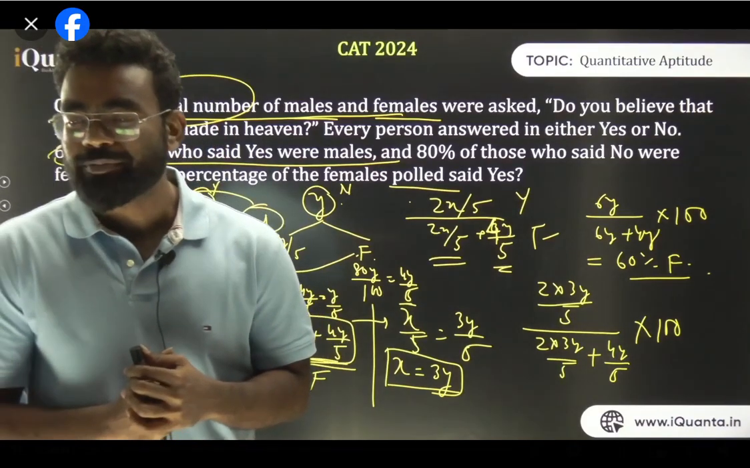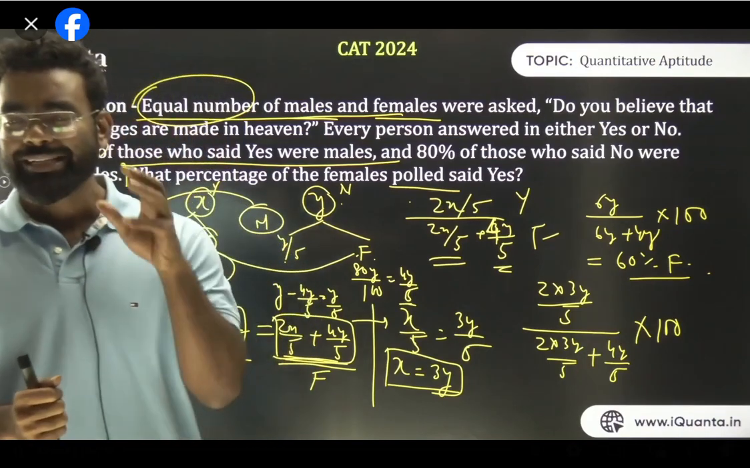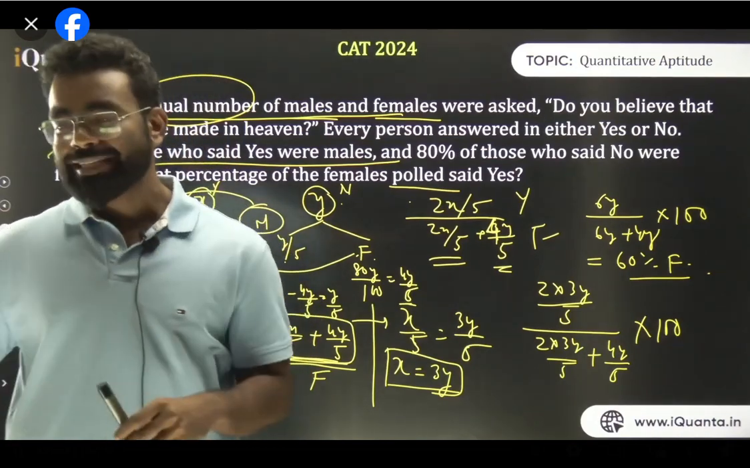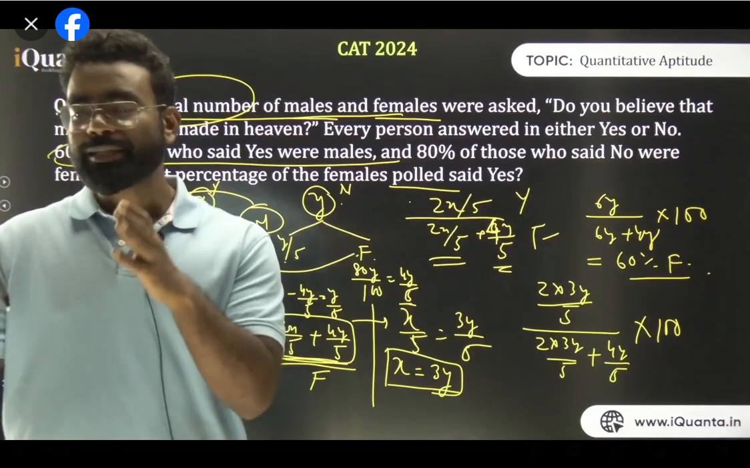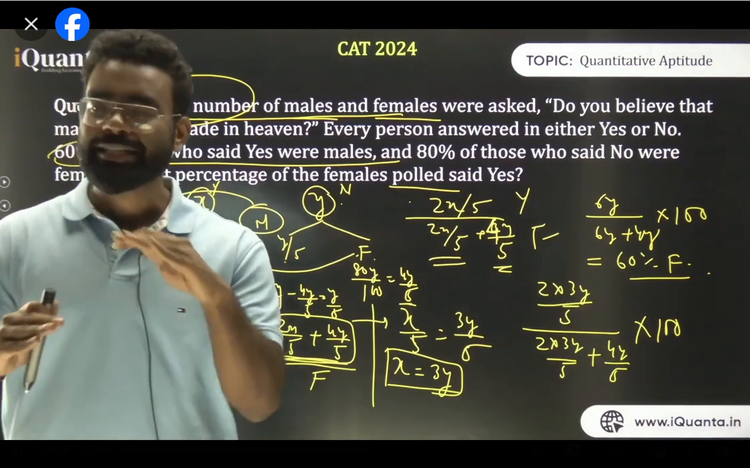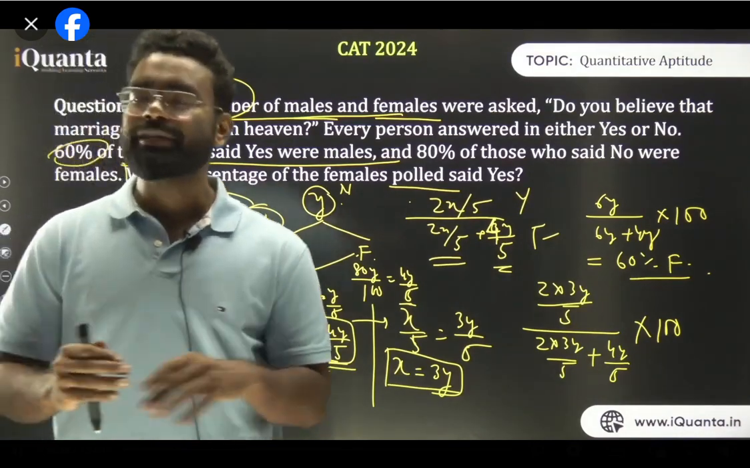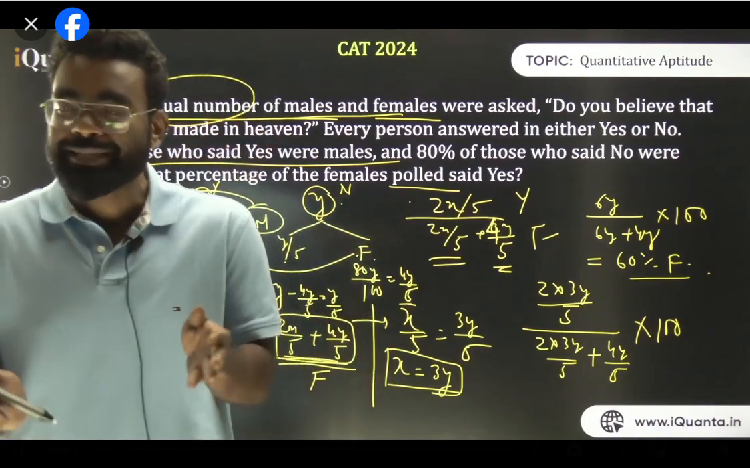60% of those who said yes is male. That is fine, there are two different contexts. They said 60% of those who said yes is male. Now I'm saying 60% of female said yes. These are two different contexts. Do you understand me? 60% of the persons who said yes is male is a different statement, and 60% of female said yes is a different statement. They are two different statements, and both can be correct simultaneously.